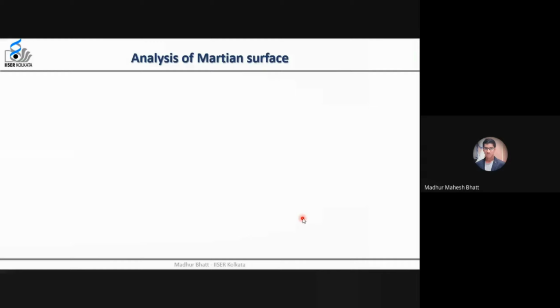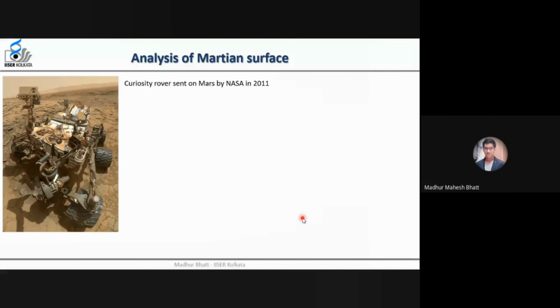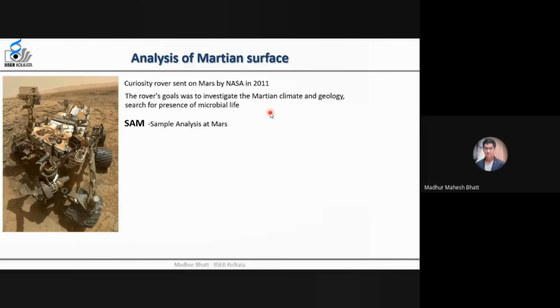So the next place in which the evolved gas analysis is used is analysis of Martian surface. This is the Curiosity rover sent on Mars by NASA in 2011, and its main role was to investigate about climate and geology of Mars, and also to search for life on Mars. So it has one instrument called as SAM. What is SAM? SAM is sample analysis at Mars.